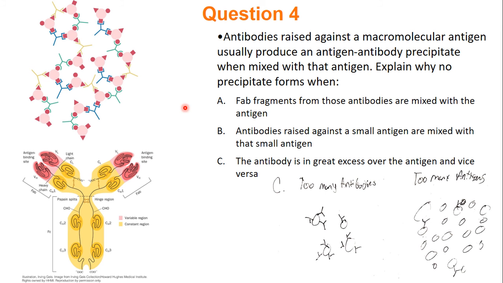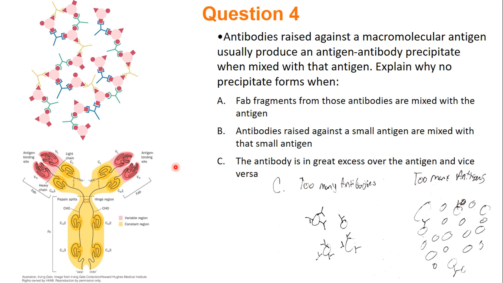All right, so we have antibodies raised against a macromolecular antigen, so a big protein complex. When you do that, you usually get an antigen-antibody precipitate. You get this big old mess that usually falls out of solution. So why don't we get any precipitate if our FAB region, our variable regions right here, are mixed with the antigen without an FC region?